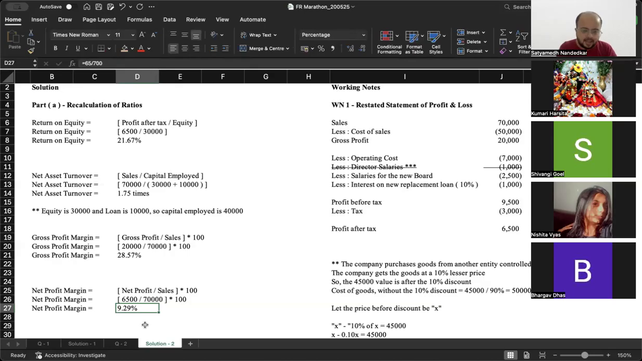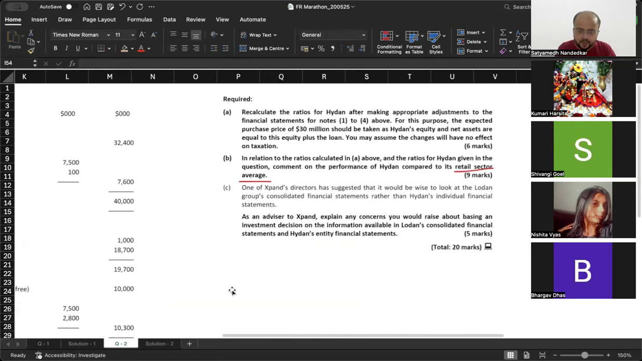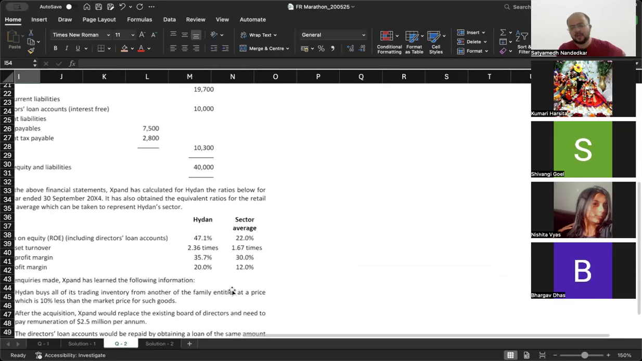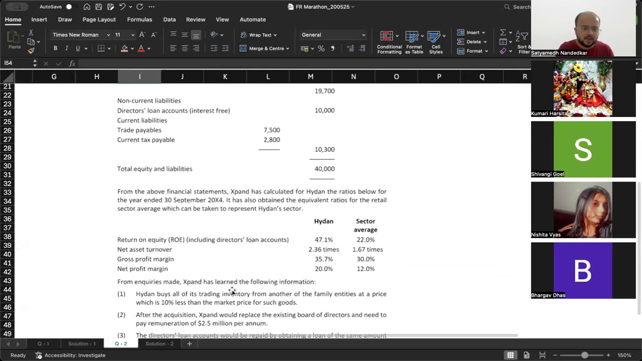9.29%. ठीक है. 6 मार्क्स मिल गए आपको किसके? रिकैलकुलेशन के. In relation to the ratios calculated in one above and the ratios for Hayden given in the question, comment on the performance of Hayden compared to its retail sector average. Sector average मतलब see for Hayden कौन से business में है?